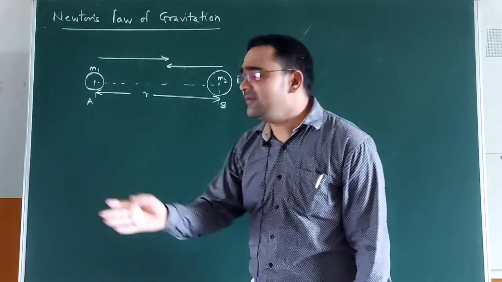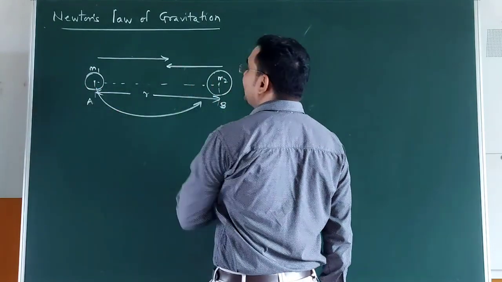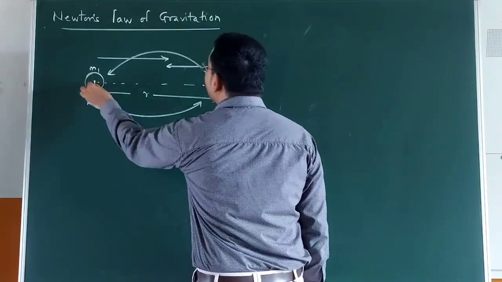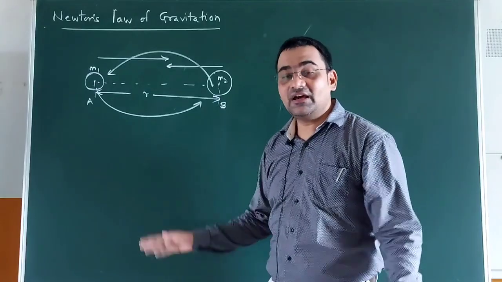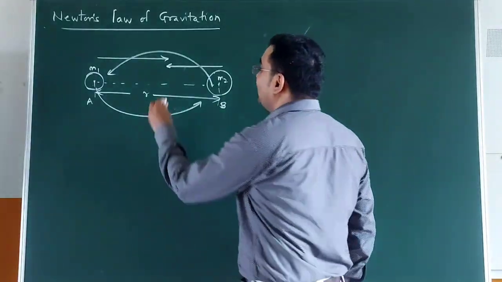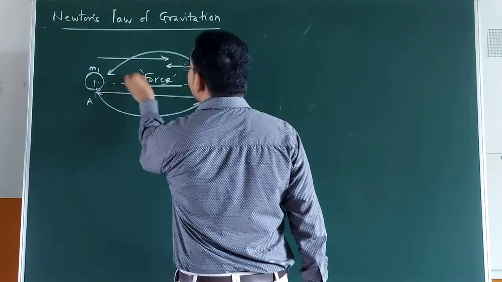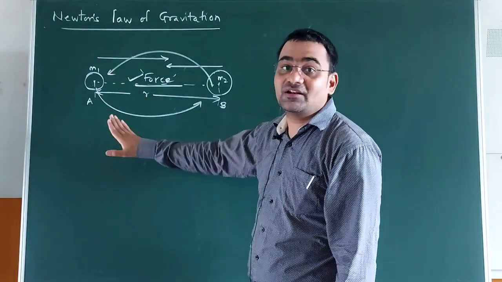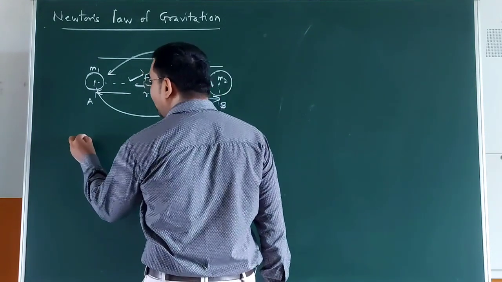So in a very simple way we can say that A is attracting B and B is attracting A. They both are attracting each other. Wherever they are separated in the universe, they are always attracting each other. In short, they are exerting force on each other. This force we call the gravitational force. The magnitude of this gravitational force was given by Newton in his law. So his law we can split into two parts.